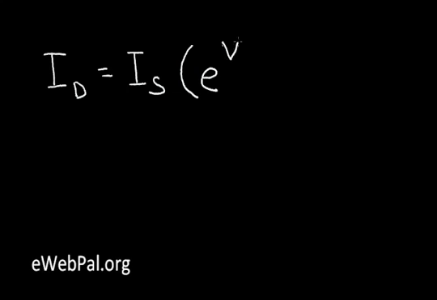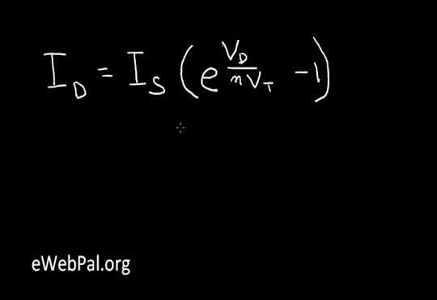If we write an equation for the current in a diode, called I sub D, it is equal to a term called the diode saturation current, which I'll call I sub S, and I'll explain this term later. This is times e raised to a power, V sub D, which is the voltage across the diode, divided by N V sub T, minus 1.